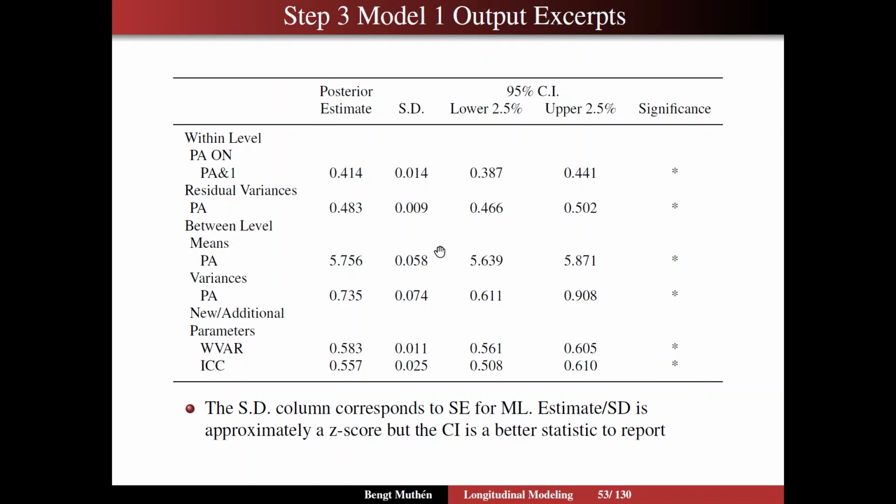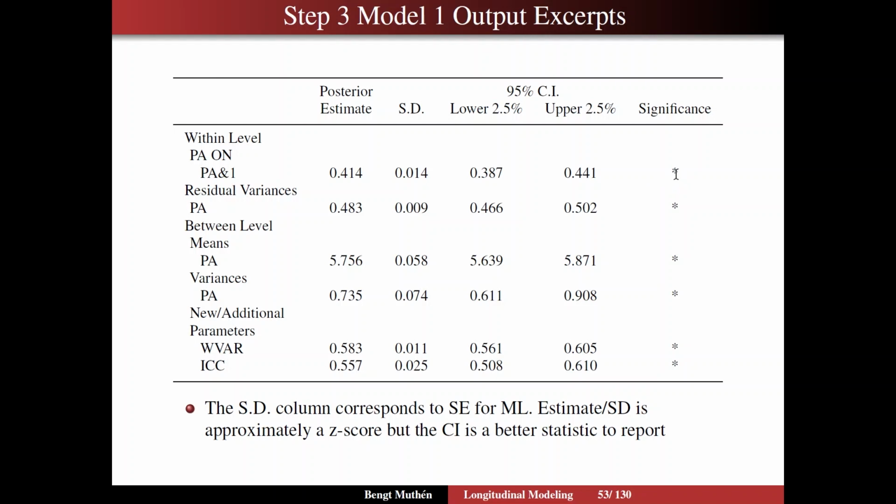But the confidence interval is a better statistic to report. That is, you should report this: lower 2.5% and upper 2.5%. So 95% interval, and it doesn't cover 0, which means that the coefficient is significant.